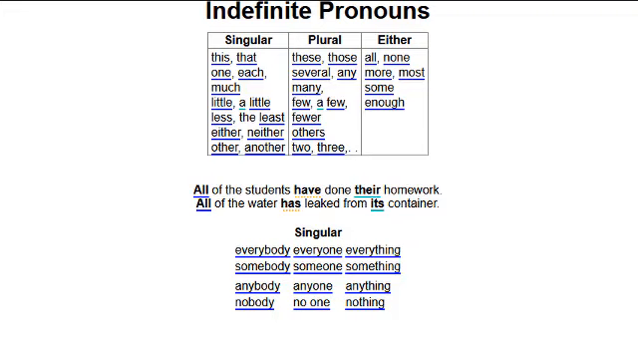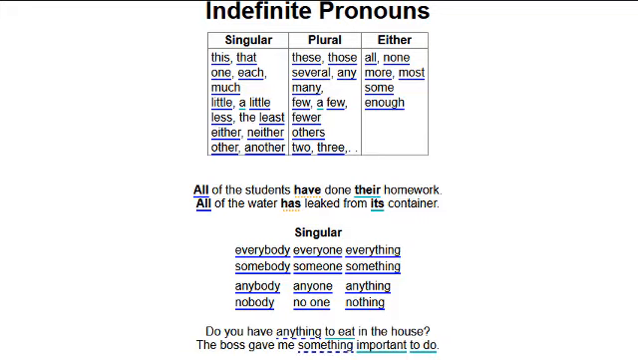The meanings of personal pronouns are provided in previous clauses with either common nouns or proper nouns. The meanings of indefinite pronouns can similarly be provided by antecedents, but they can also be provided by phrases and adjectives that follow them. For example, do you have anything to eat in the house? The boss gave me something important to do.